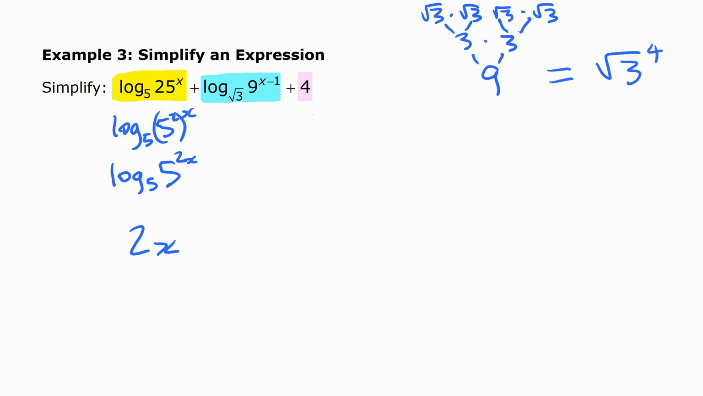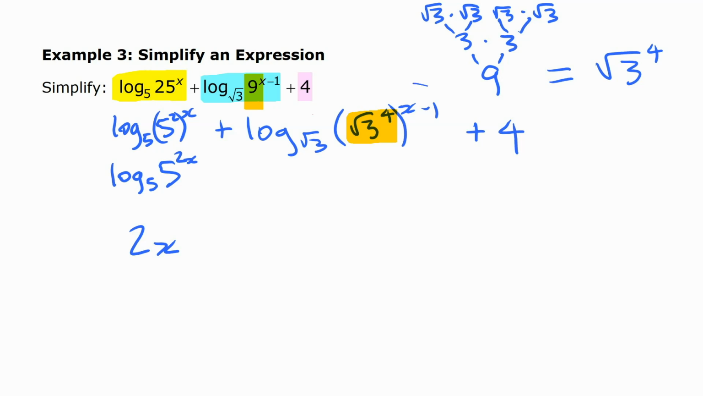So how we could write that is we can say we're looking for log base root 3 of, and that part right there, that 9, we can write as root 3 to the 4th power. And then we have our x minus 1 as our exponent, and I'll just keep this plus 4 there so that we don't lose track of it, right? So that 9 we've written as root 3 to the 4th, and then we can simplify this part of it, right? You have a power again, and you can write it as root 3 to the 4x minus 4. And we have log base root 3 of that.